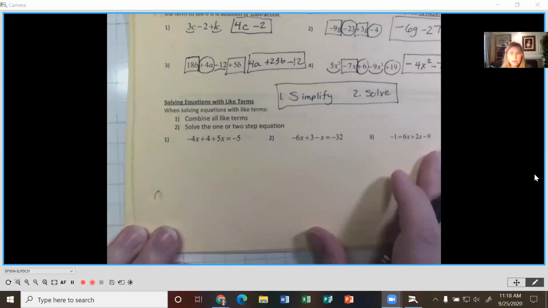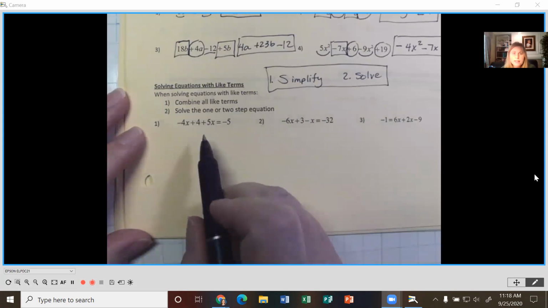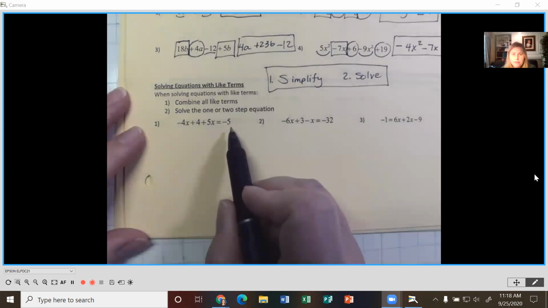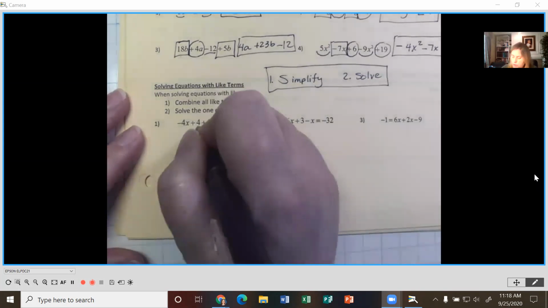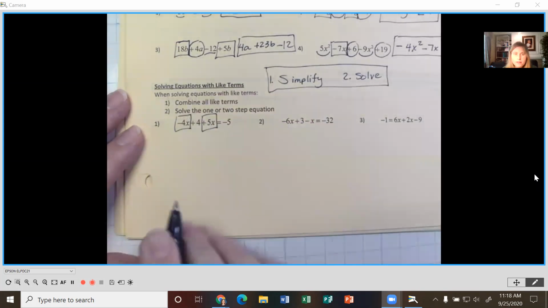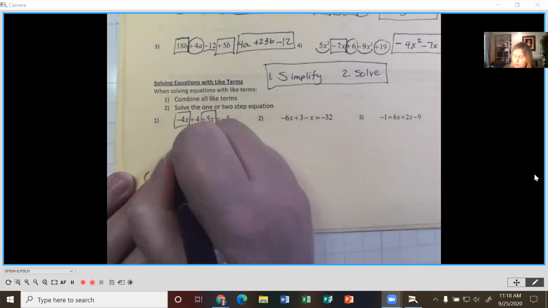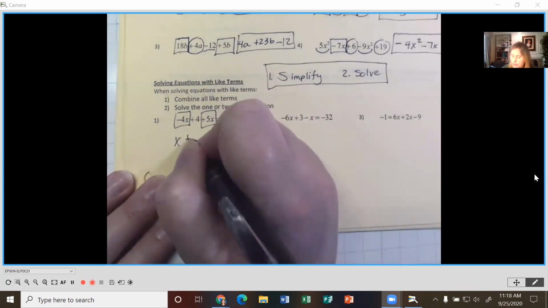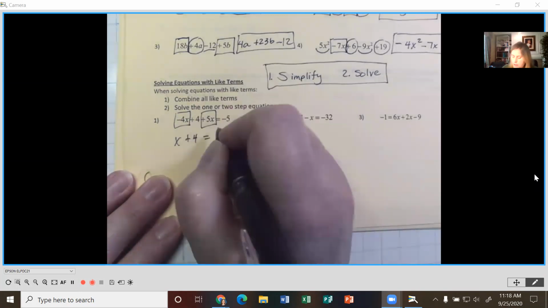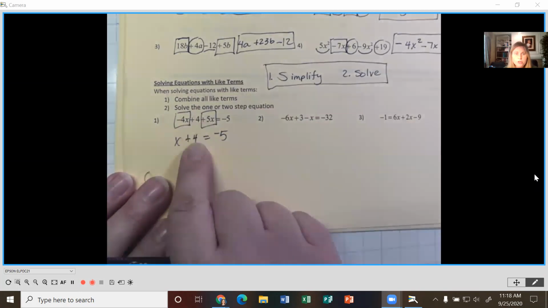Okay, so next, we have negative 4x plus 4 plus 5x equals negative 5. So we need to combine like terms first. We have negative 4x and positive 5x. Combining like terms, negative 4x plus 5x gives us x. And then we have plus 4, and then bring down the equals negative 5. So that was simplified. We combined our like terms first.